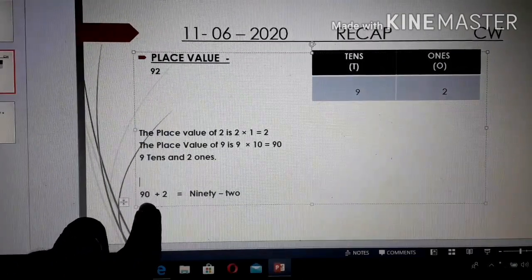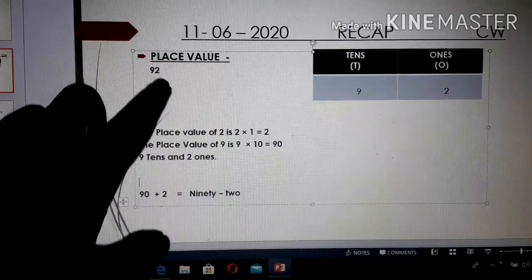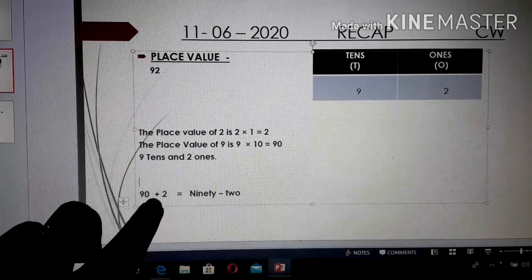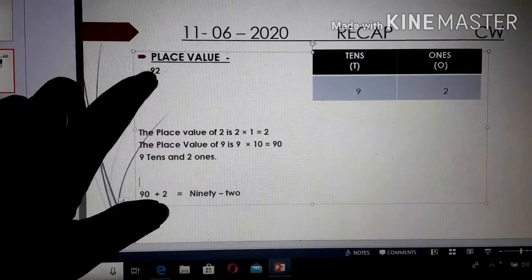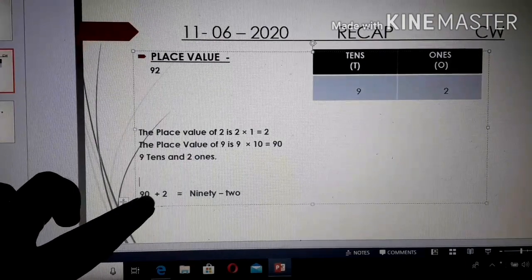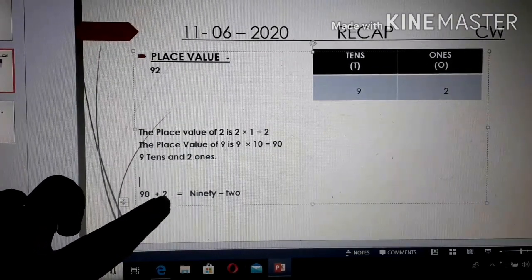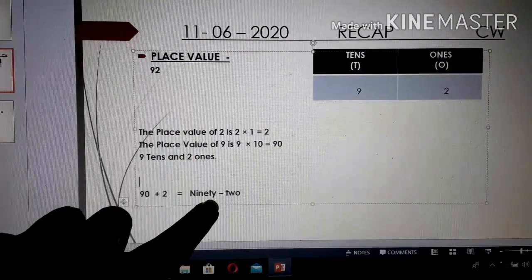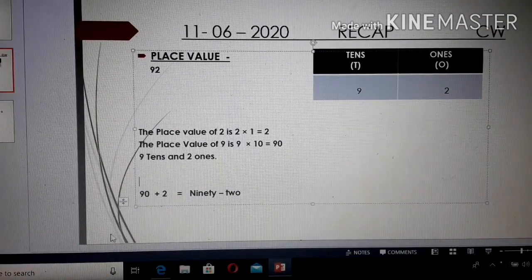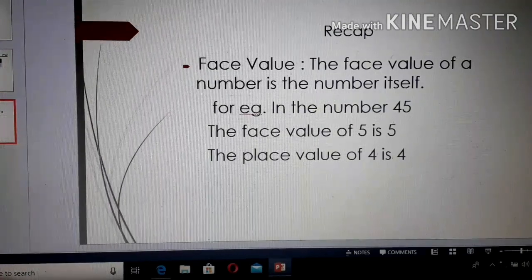If you expand, children, 2 is in ones place, so the value of 2 is 2. Plus, 9 is in which place? Tens place. So what is the place value of 9? 90. So when you expand, you get 90 plus 2. How can you write it in words? 92. Clear?